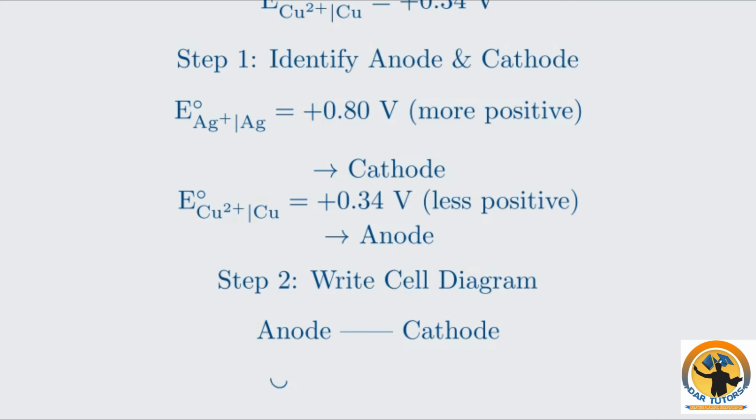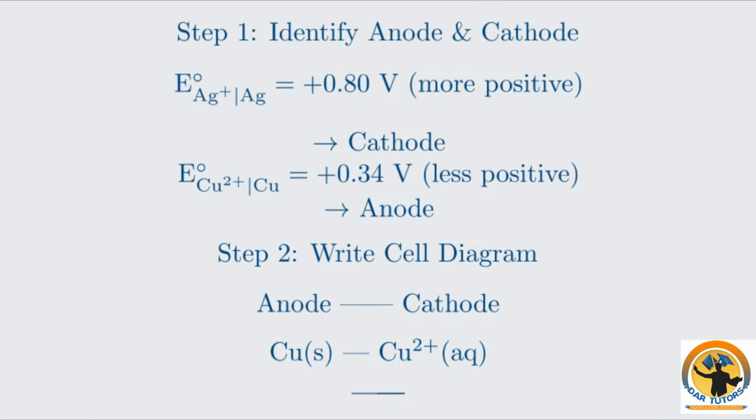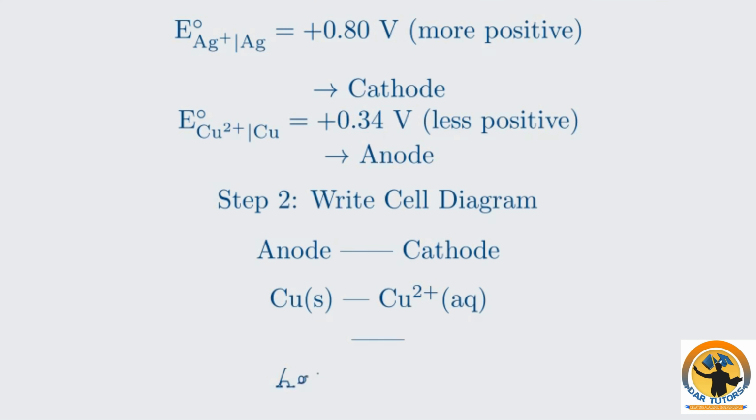Starting with the anode on the left, we write solid copper, a phase boundary, and then the copper-2 ion solution. Then comes the double line for the salt bridge. On the cathode side, we write the silver ion solution, a phase boundary, and finally the solid silver electrode. This represents the entire cell.